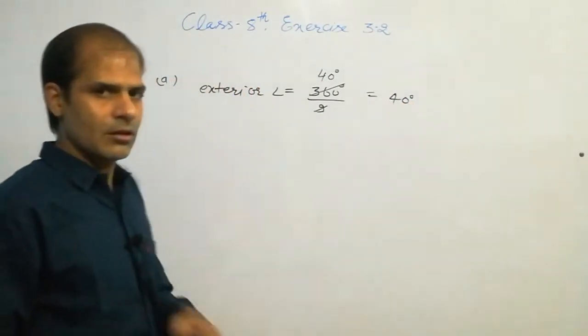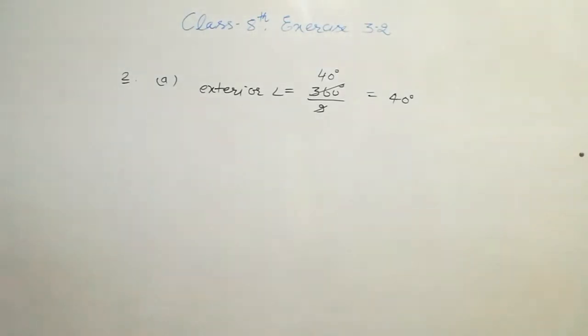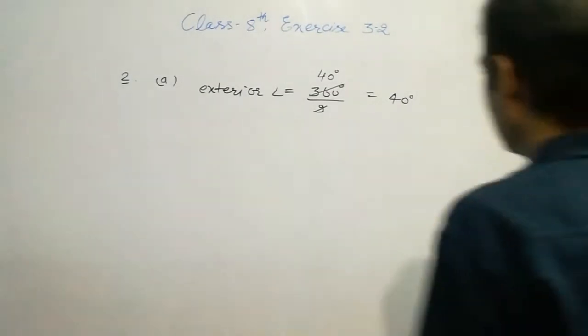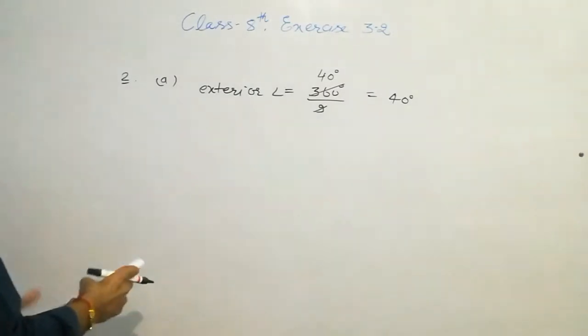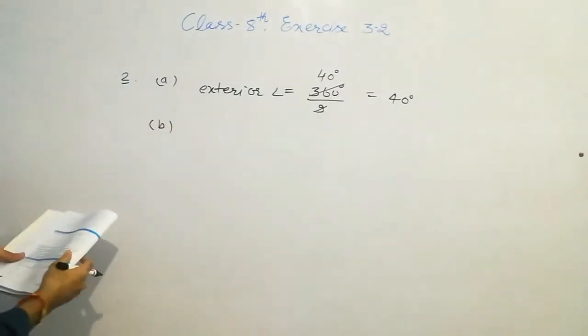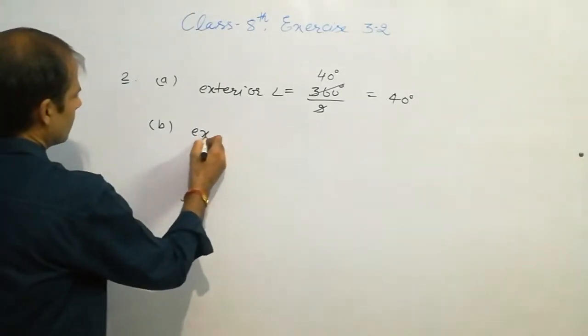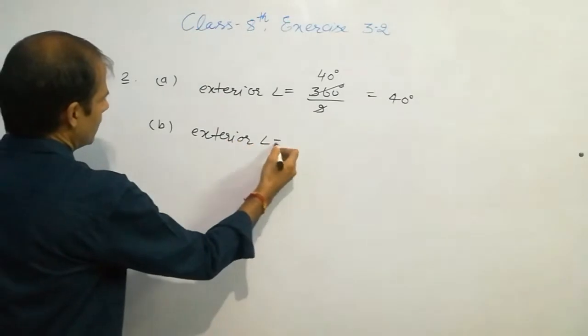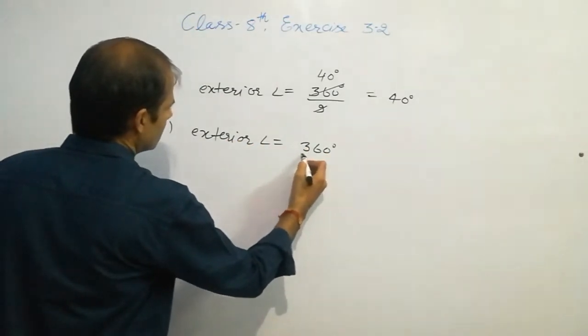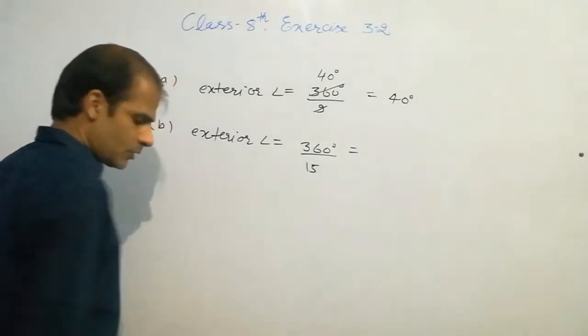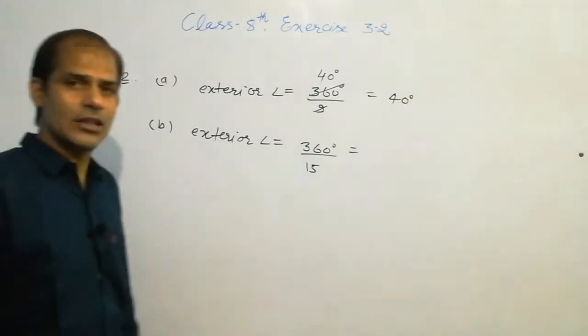Okay, so next part is B. Part B is 15 sides. Okay, then exterior angle is 360 degree by 15. So we have to divide 360 degree by 15.